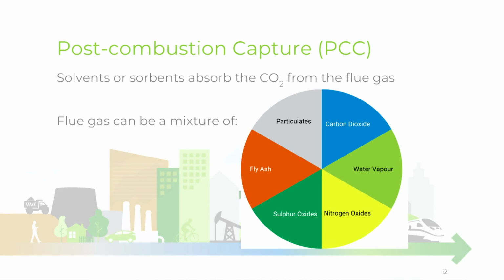PCC aims to capture the emissions that exit a plant via the chimney or stack, and then separate the CO2 by using chemical or physical sorbents to selectively remove CO2 from the gas mixture. The emissions generated in the combustion of fossil fuels are known as flue gas and generally comprise a mixture of fly ash, water vapour, carbon dioxide, nitrogen oxides and sulphur oxides, as well as other particulates. Because the fuel is combusted in air, which is around 70% nitrogen, around 2/3 of the flue gas is nitrogen.